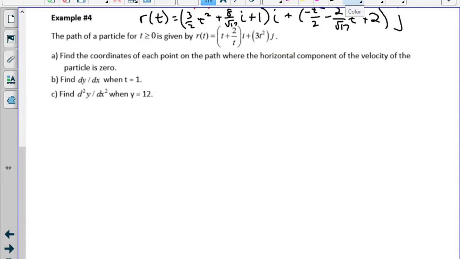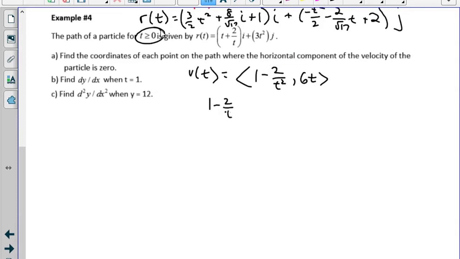Example 4. The path of a particle for t greater than or equal to 0, notice that's important, is given by r of t equals that function. A, find the coordinates of each point on the path where the horizontal component of the velocity function is 0. So let's find the velocity function. That is, in component form, 1 minus 2 over t squared and 6t. The horizontal component is 1 minus 2 over t squared.